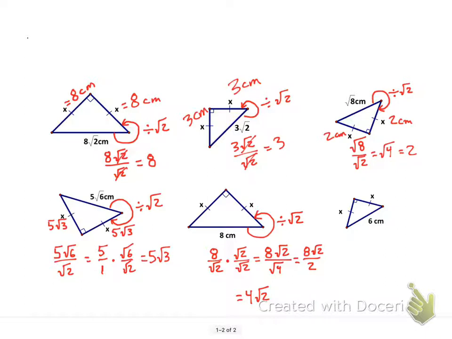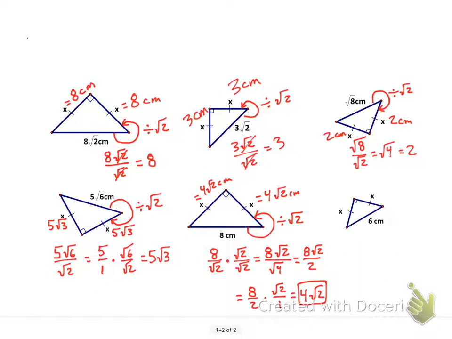Again, I'll erase this and I'll make it really clear. That's the same as 8 divided by 2 times the square root of 2 over 1. And there's where you can do your 8 divided by 2, get 4 square root of 2. Okay. So that's what we've got for this 45, 45, 90.